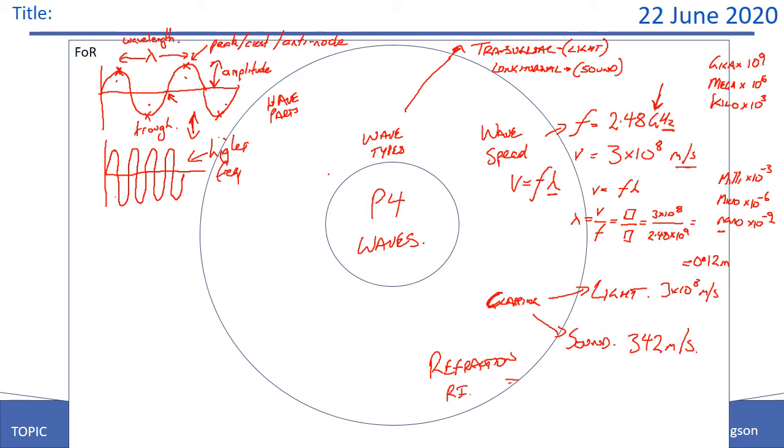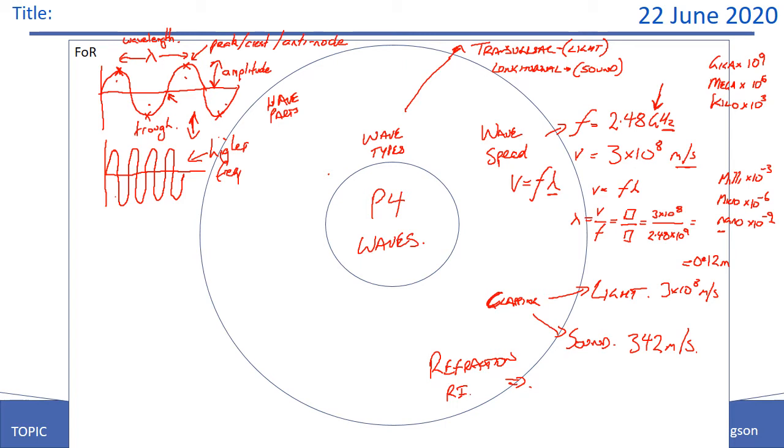Anyone remember, now we do cover a bit of refraction in P5 as well, so I won't go into too much detail. Anyone remember the experiment you did with refraction? Anyone have a clue what I'm talking about? Is there any refraction going on in this room right now? There might be a tiny bit. Anyone got diamond earrings in?